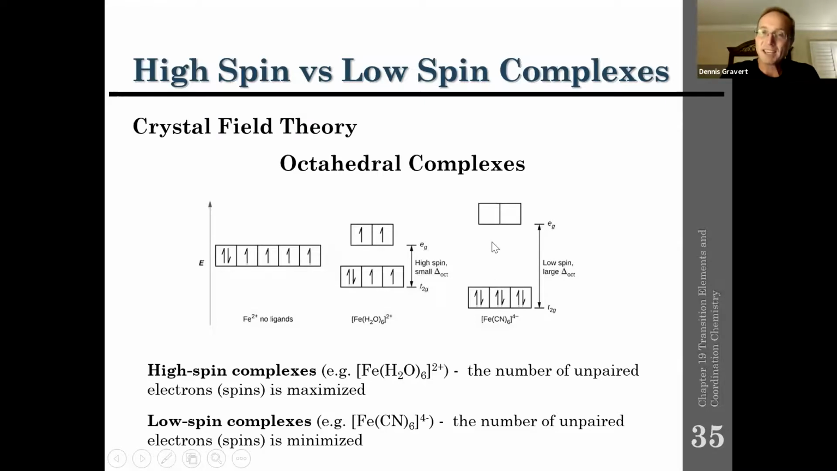If you have a big gap, a strong field ligand will make a big gap. That'll force all electrons to start pairing up. And now, in this example, no one is unpaired. There's no unpaired electron, so it's very low spin. Everything's all paired up.